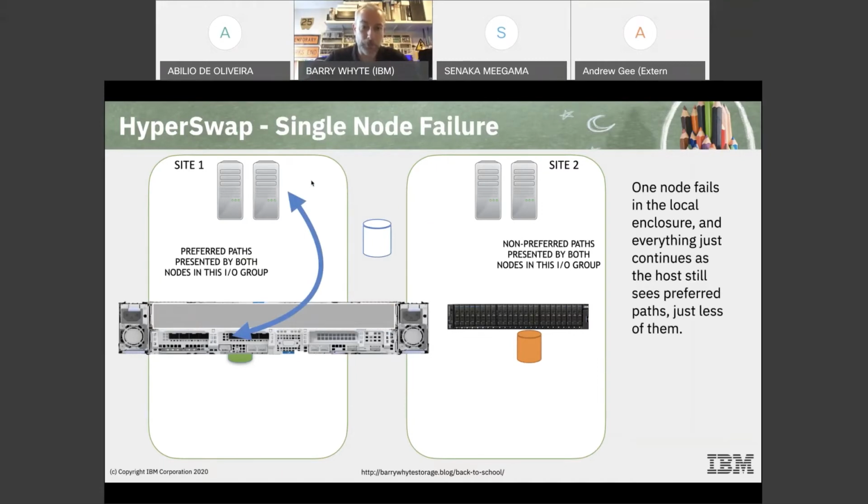And so with a single node failing, you're not actually having to cross over and use the other site. In this case, we've still got another node in the local site, and so it will continue to use that. So it sees all of those paths as preferred paths, and it will just carry on staying within the same site. So that's the single node scenario.